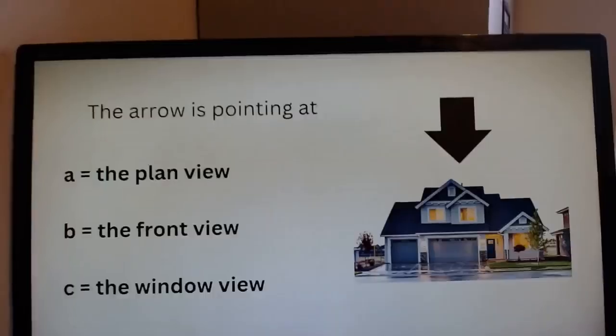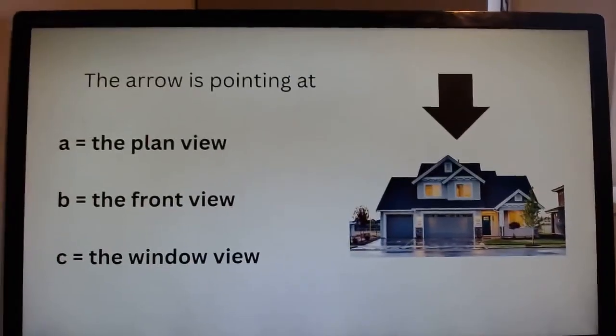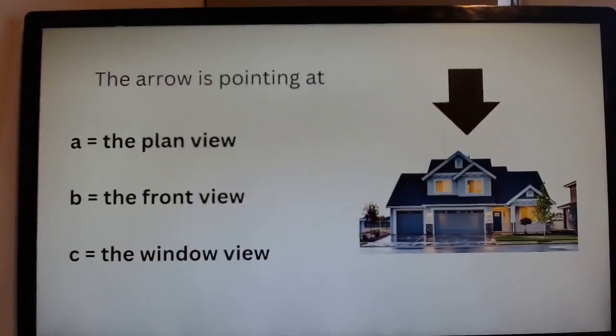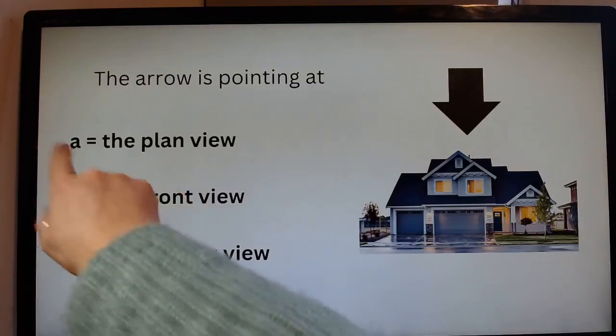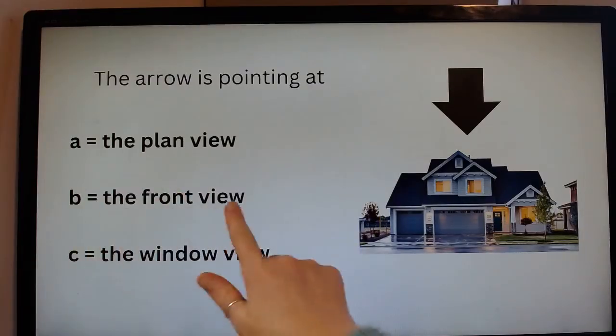So the arrow is pointing at, is it the plan view, the front view, or the window view? If you think it's the plan view, you'd write an A. If you think it's the front view, you'd write a B. And if you think it's the window view, you would write a C.